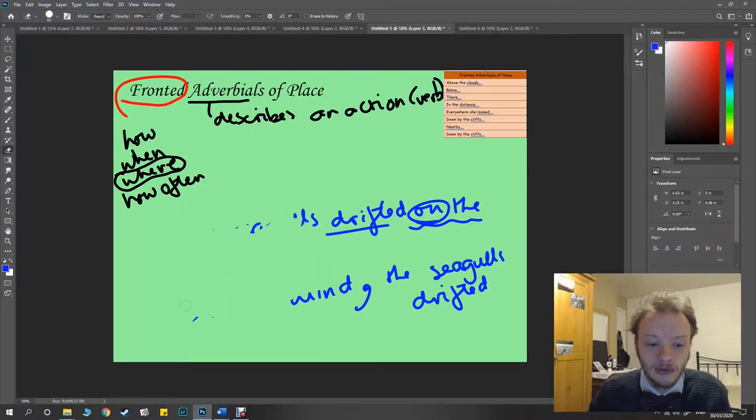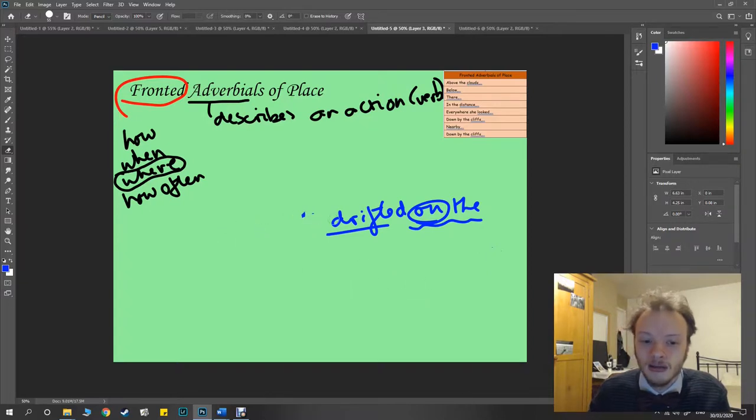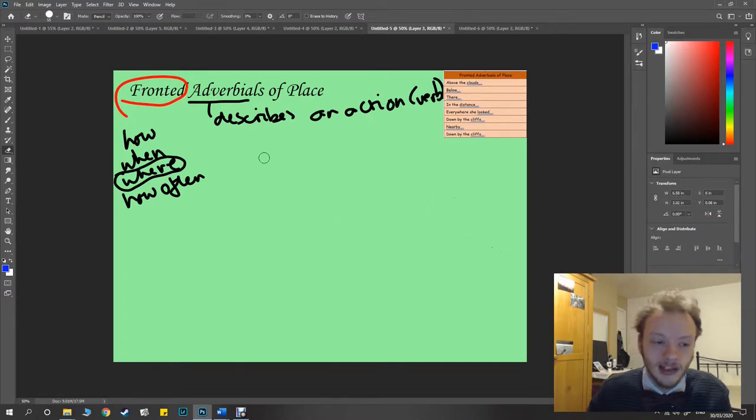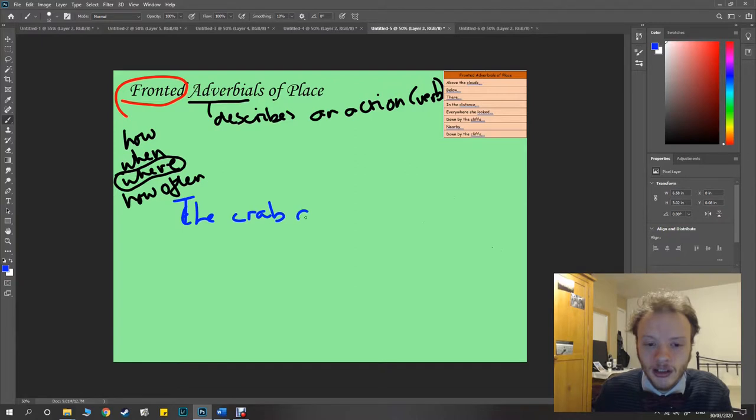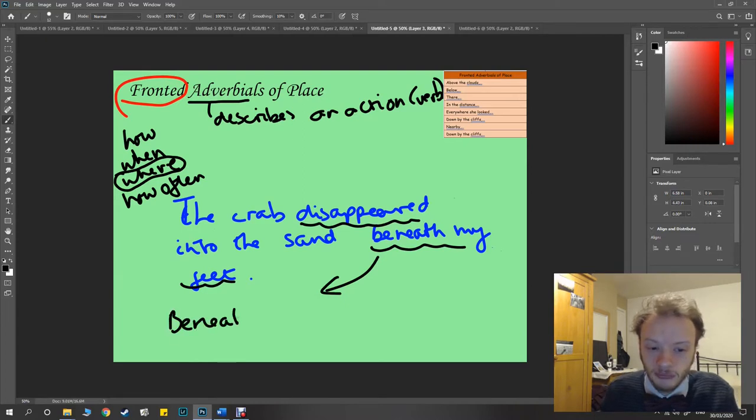So you could have the crab. Let's see if we can come up with a where one this time. The crab disappeared into the sand beneath my feet. So the crab, we should have a capital letter there. Naughty Mr. Robson. The crab disappeared, excuse my handwriting, into the sand beneath my feet. Full stop. My action here is the crab disappearing. So that's my action. And we've got a where here. Where did they disappear? Well, they disappeared beneath my feet. And I can take that position, I can just put it to the front of the sentence. So I can have, beneath my feet, comma, the crab disappeared into the sand.